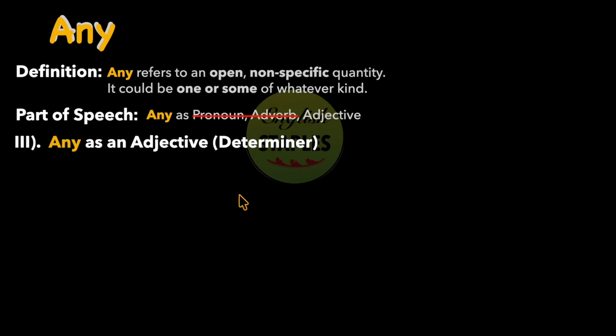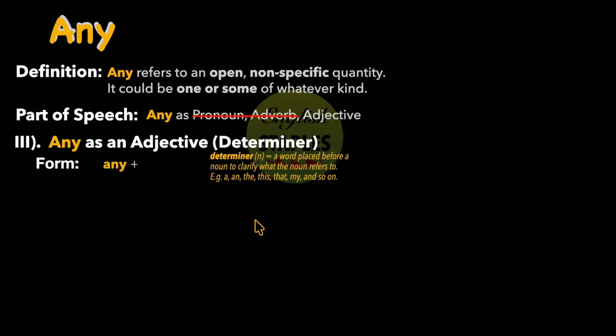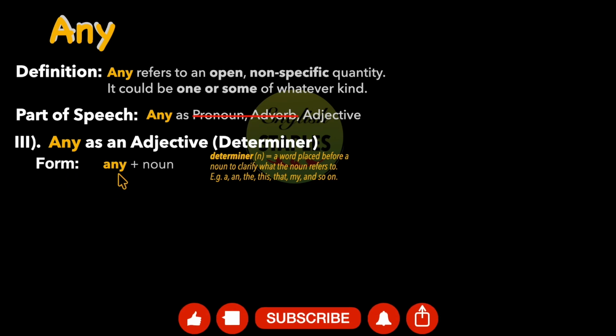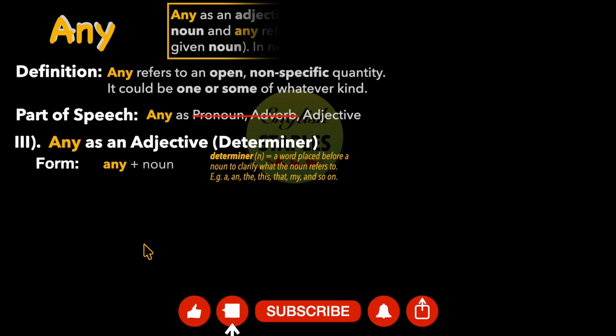What's a determiner? Well, the word determiner is a noun, and it means a word placed before a noun to clarify what the noun refers to. Example: a, an, the, this, that, my, and so on. The form is any plus noun.